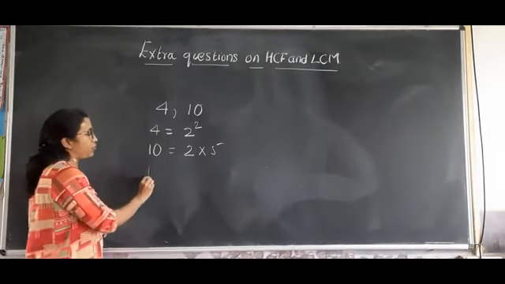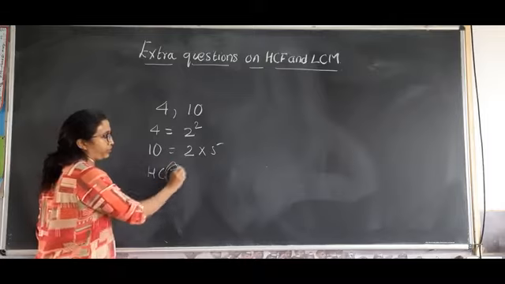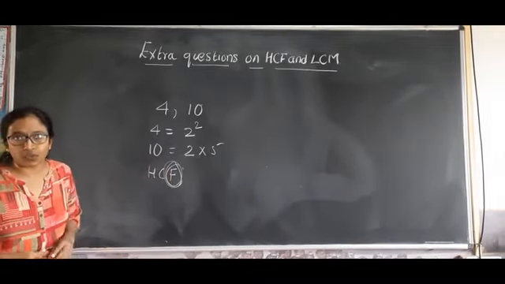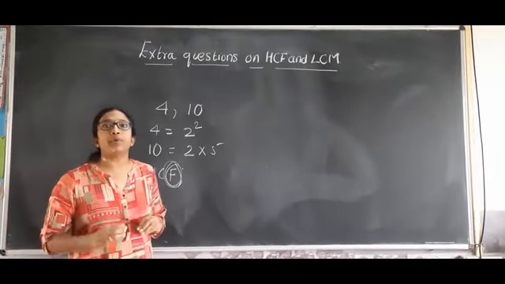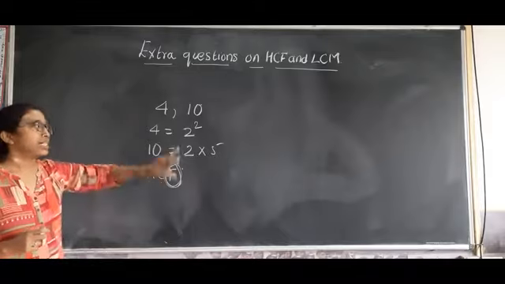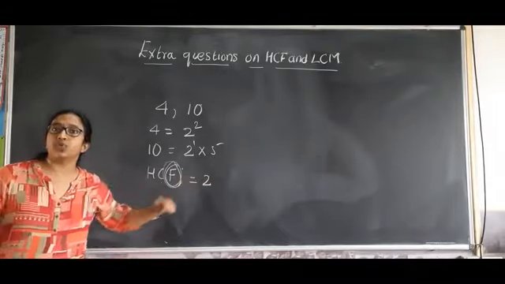Now what is the HCF of this? We know that it is the highest common factor. When we find it, we take the product of the smallest power of the common prime factors involved in the numbers. Which is the common one here? 2, and the smallest power is 1, so HCF is 2 here.